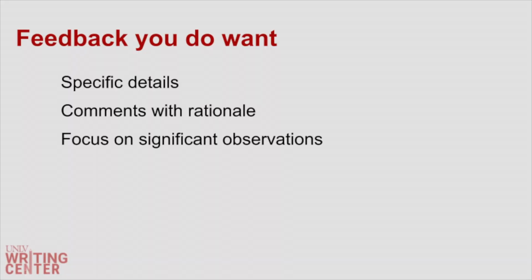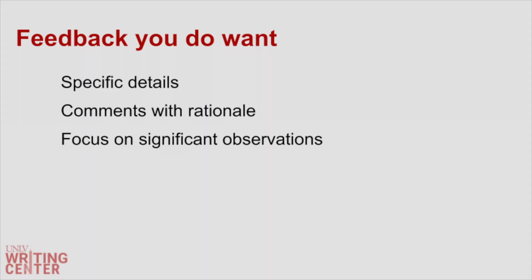So what kind of feedback do you want? You want feedback that does the opposite of what we said in the previous slide. You should offer feedback that is specific, give rationale when you give a comment, and focus on significant observations rather than grammar. Most importantly, keep specificity in mind when peer reviewing. Specific feedback allows you to clearly see what is or isn't working, gives you actionable items while drafting and editing, and allows you to see patterns in your writing.